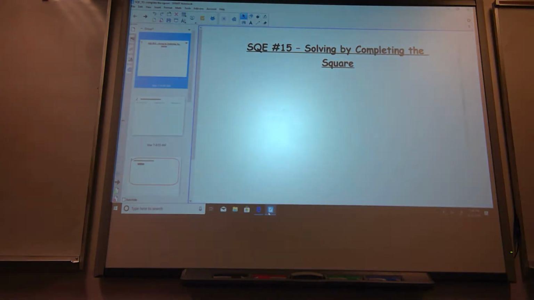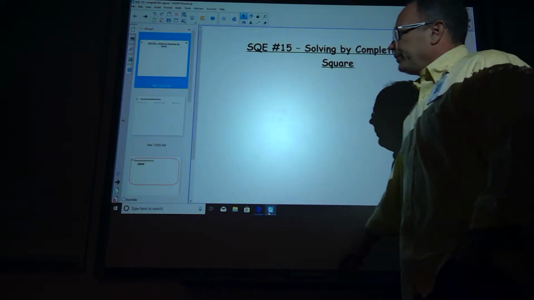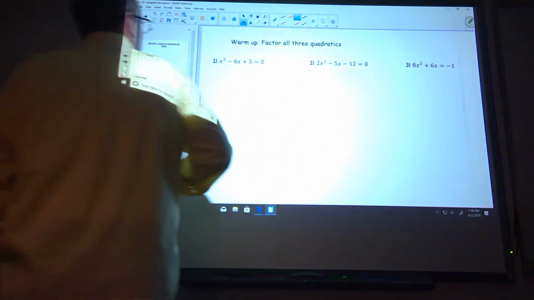All right, so we're going to start solving by completing the square. And completing the square is the most widely accepted way of working these problems. Though it's a little bit more complex, but people make it complex because they don't follow the rules for it. So let's just walk through.